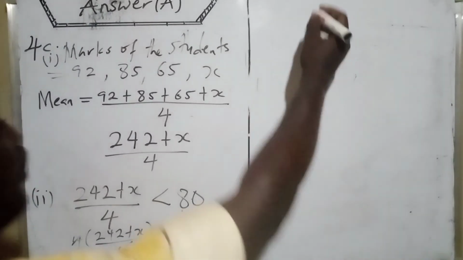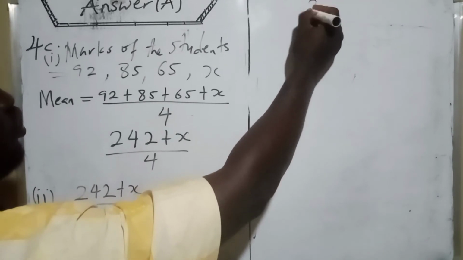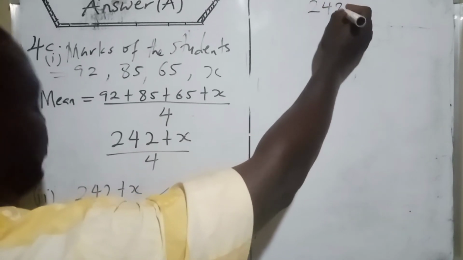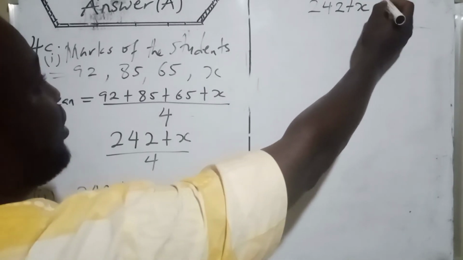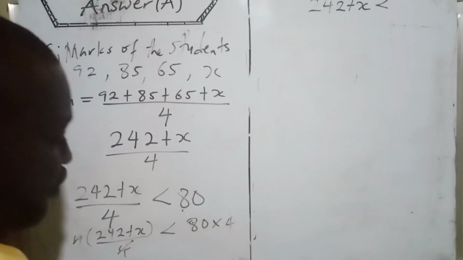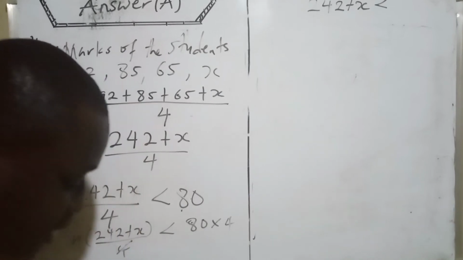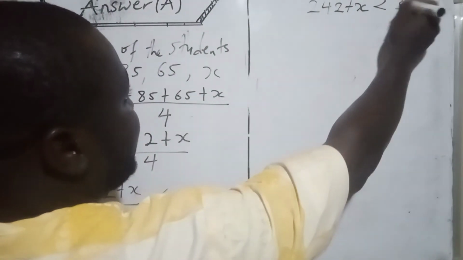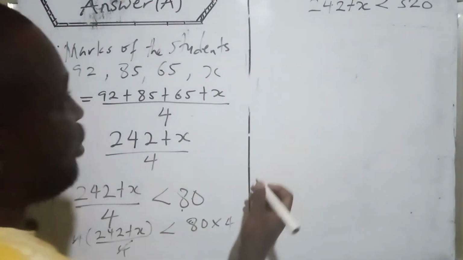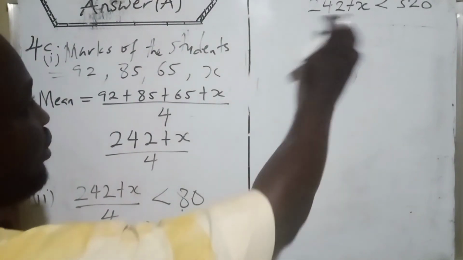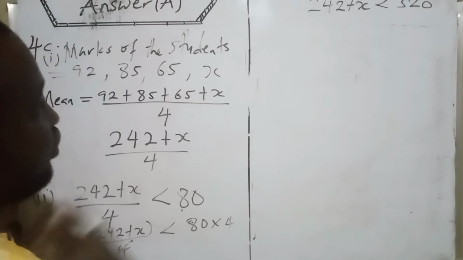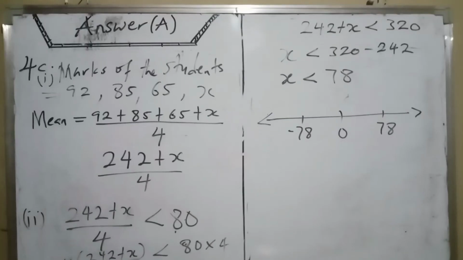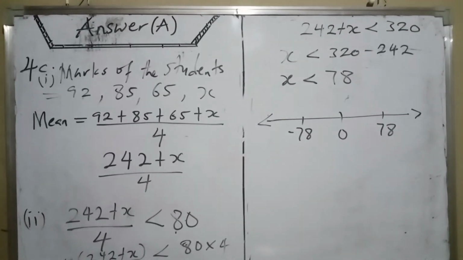So we have 242 plus x will be less than 80 times 4. And when you multiply 80 times 4, you are going to get 320. By grouping like terms, that is, you subtract 242 from both sides of the inequality. That will give us x less than 78. So I'm going to use this simple number line to answer the question.